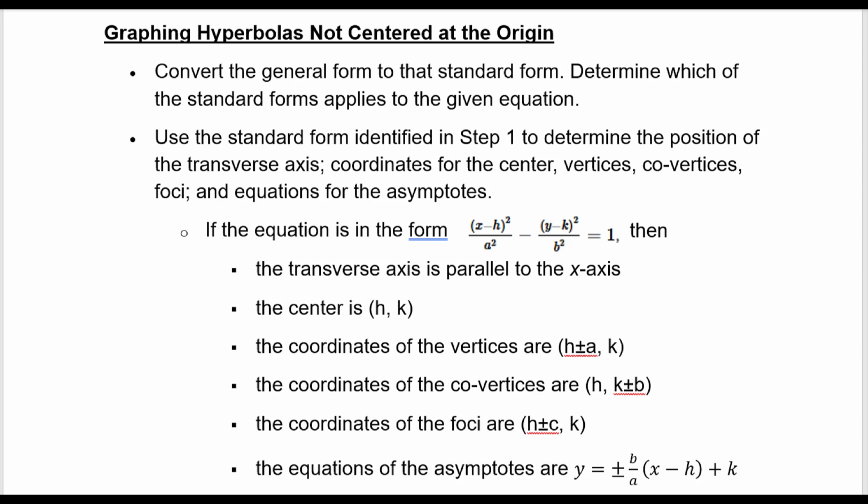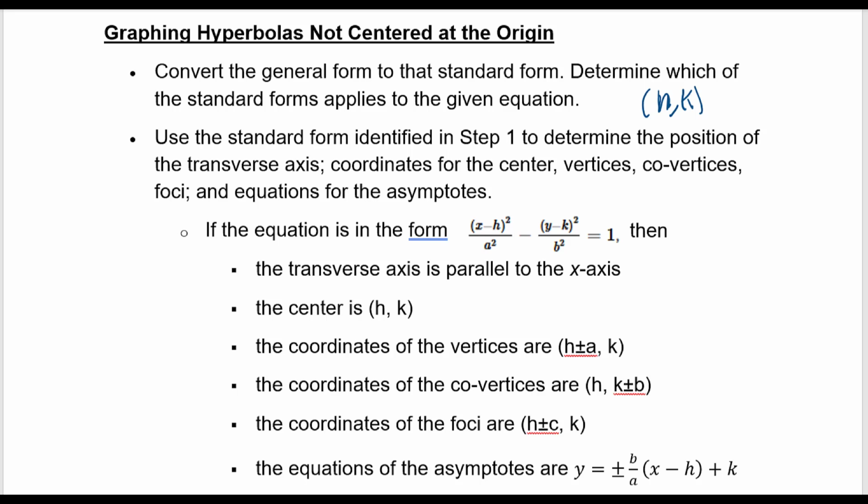Now we're going to look at graphing hyperbolas that are not centered at the origin. They're going to be centered at (h, k). So again, we're looking at something shifted horizontally and vertically. Convert the general form to the standard form. Determine which standard form applies to the given equation.